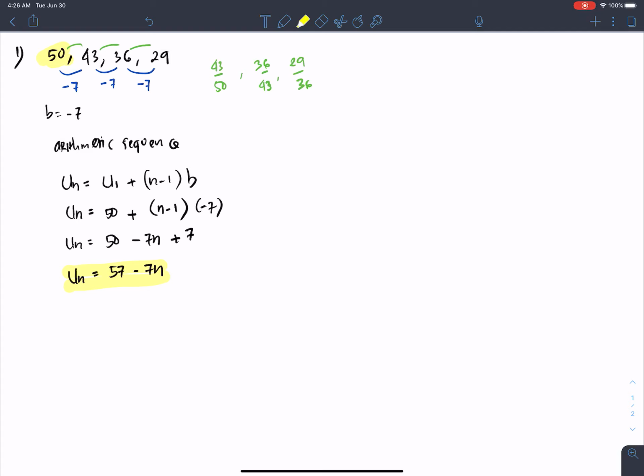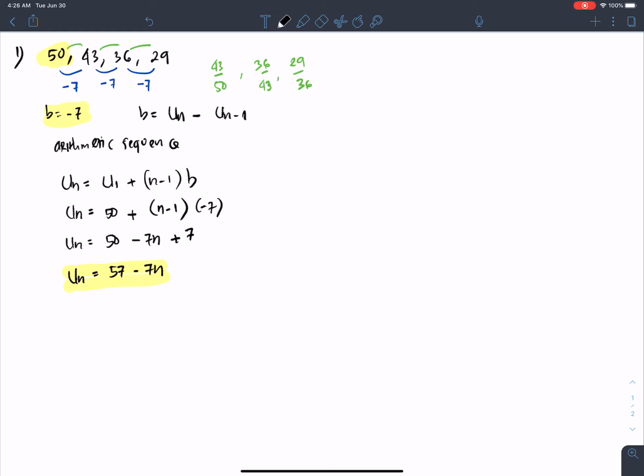I'm not sure, there are a few students who also made a mistake on number 1. It's probably that you counted the difference wrongly. Instead of minus 7, you put 7. This is a mistake. To find the difference, it is from un minus un minus 1, right?